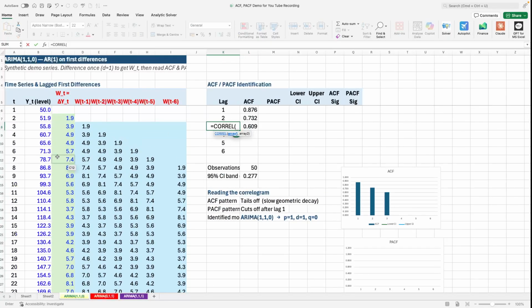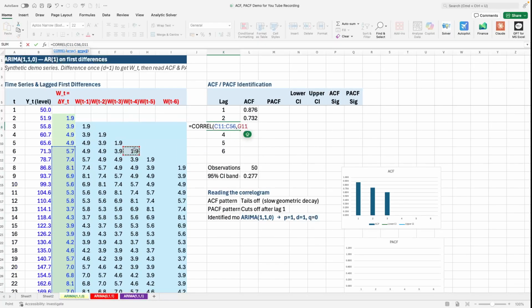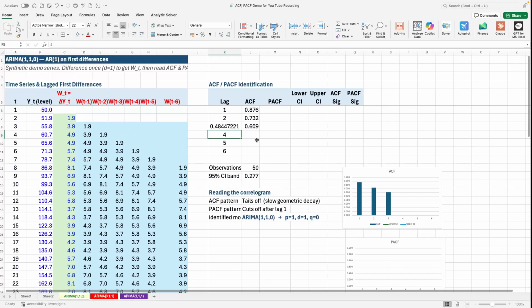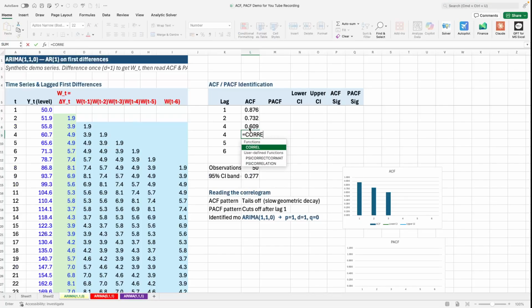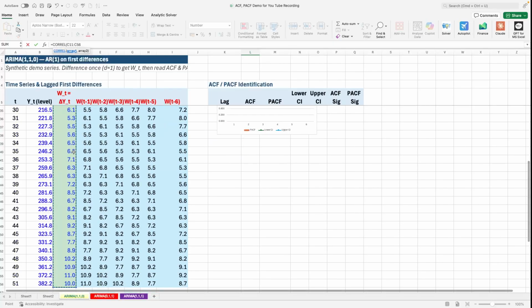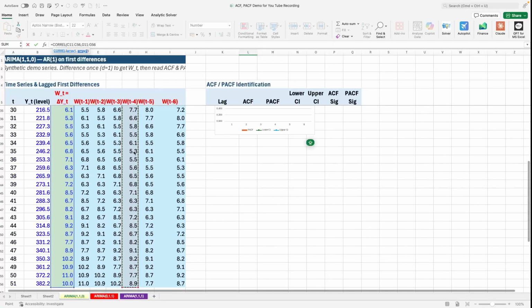Now the fourth one. Again we will drop one more row down, add a comma, and take the fourth lag data. So we are calculating the correlation. Now the fifth one, this is the fourth one. Hope I'm doing the correct one. This is the third one, and this is the fourth one, and this is the correlation of the fourth lag.